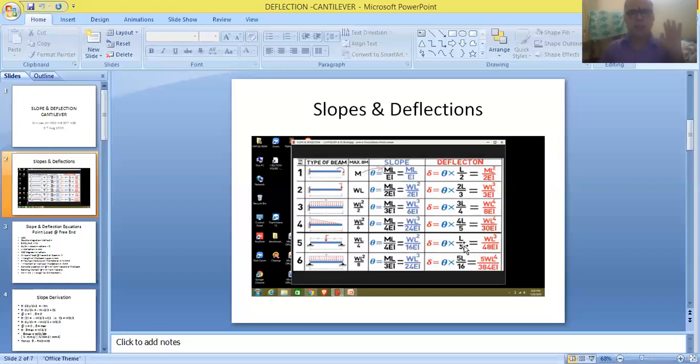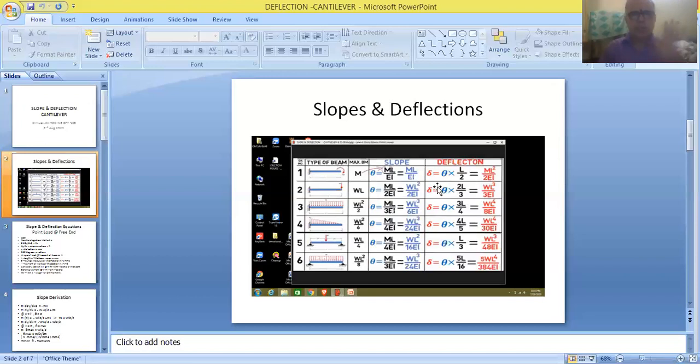So in all these formulas, friends, we find only 4 parameters. One is the load acting on the beam, the other one is the total length of the beam, the third one is Young's modulus of the material of the beam, and finally the fourth parameter is the moment of inertia of the section. So for making all calculations, basically we need 4 parameters: load acting on the beam, total length of the beam, Young's modulus of the material, and moment of inertia of the section.